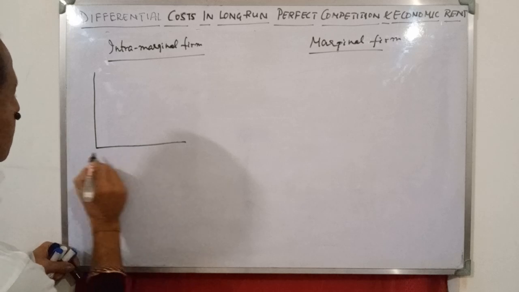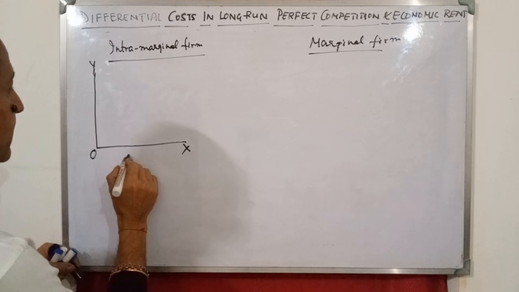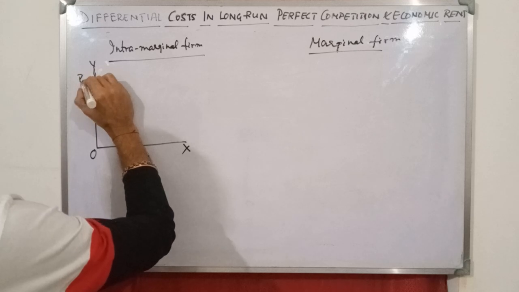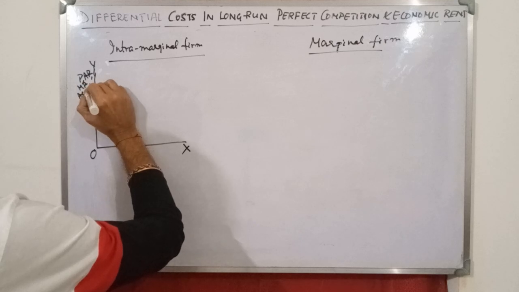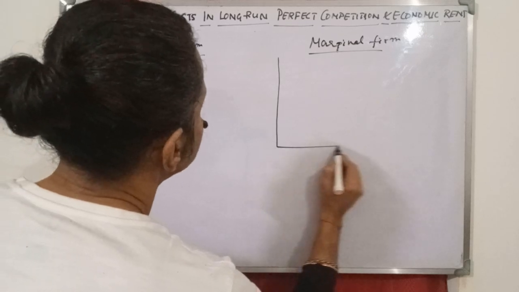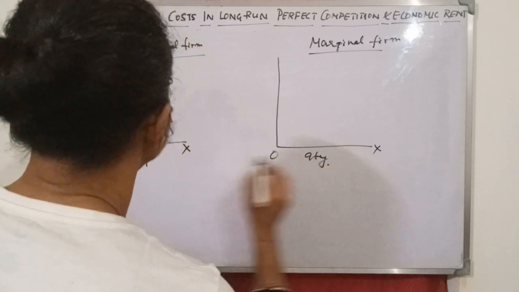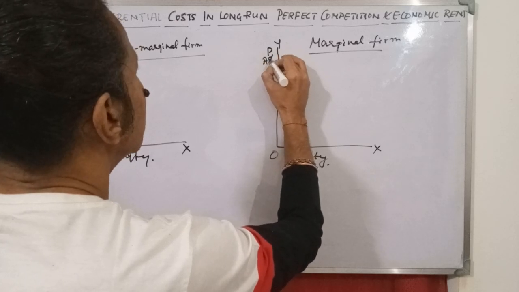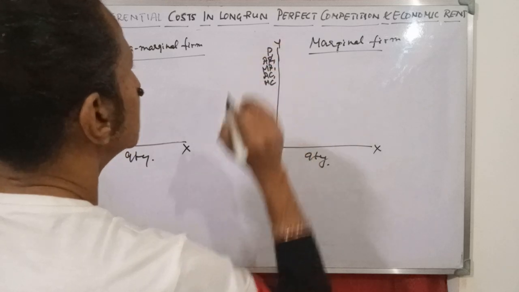We draw the diagram. On the x-axis we measure quantity and on the y-axis we measure price, AR, that is average revenue, MR, average cost, AC and MC. Here also we do the same thing. On the x-axis we measure quantity and on the y-axis we measure price, average revenue, marginal revenue, average cost and marginal cost.